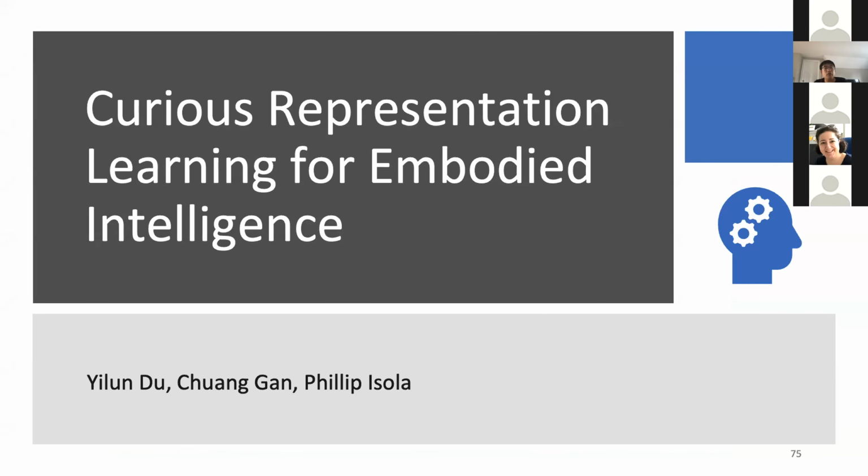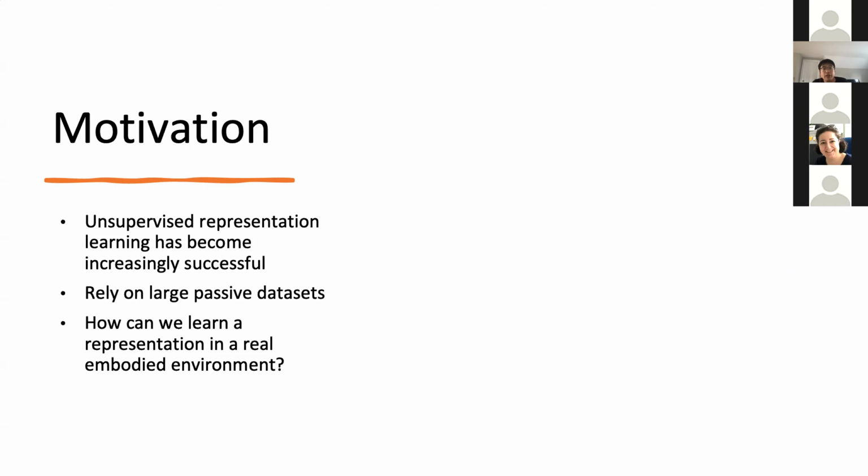At the end of this talk, I would like to discuss a recent work where we use this kind of simulator for open-ended representation learning. The basic idea is that an embodied agent, by learning to interact with the environment, can actively learn a representation that is useful for downstream embodied AI or interaction tasks. This is a joint work with Yilun Du and Phillip Isola from MIT. The motivation of this work is as follows.